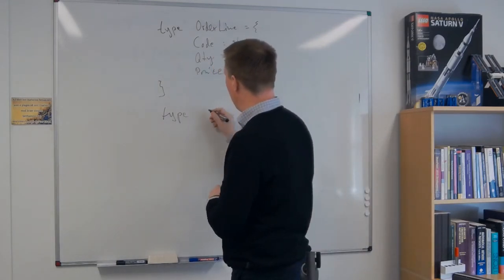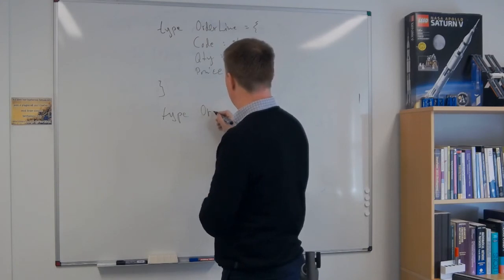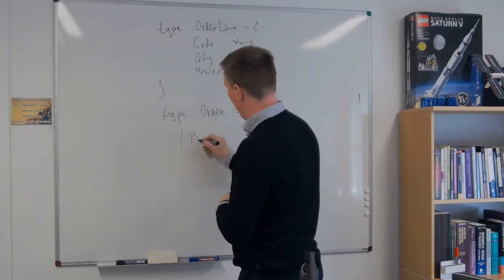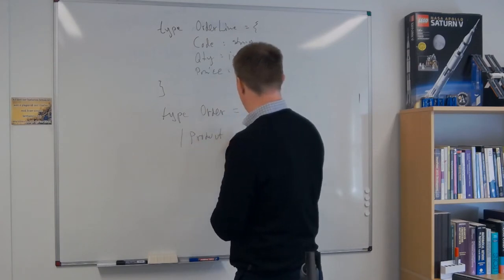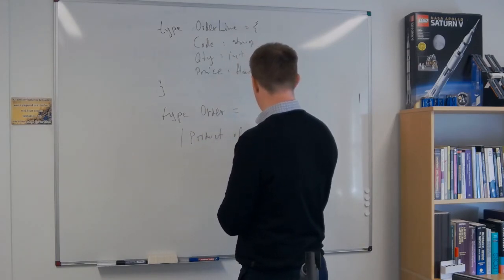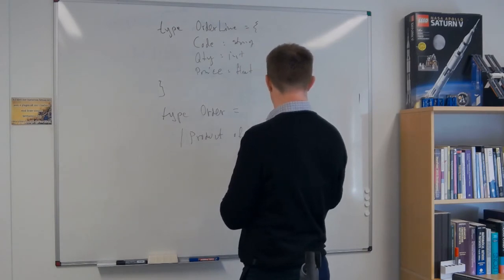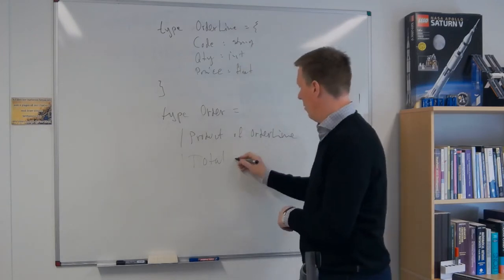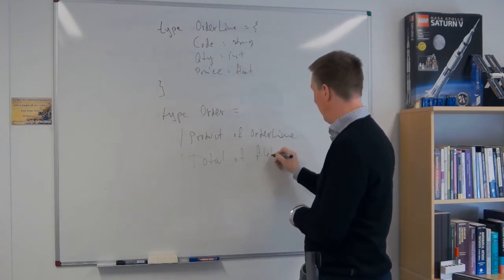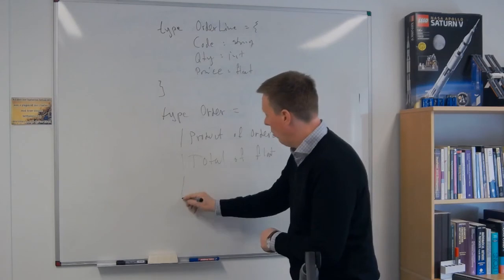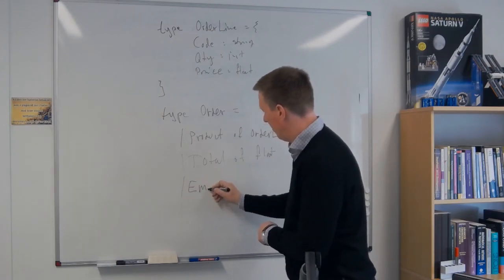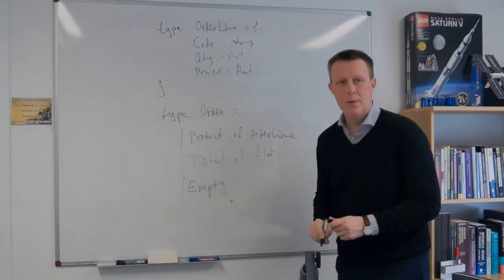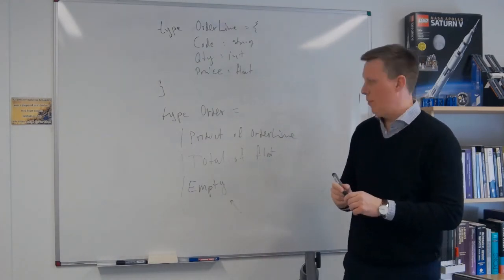And then we're going to say, okay, define order as, either it's a product of order line, or it's a total of float, or it's empty. And this is important here, because that is our neutral element that we're going to need.